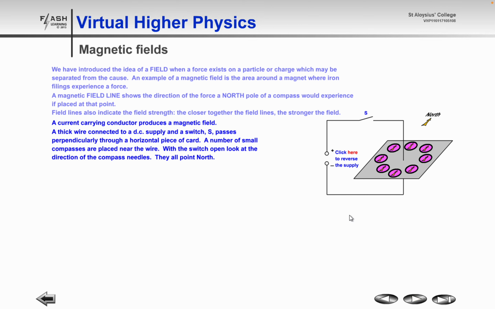So if you have a current carrying wire and you switch on that current in this example here, then you can see that these compasses, which are plotting the magnetic field, all change direction. If I reverse the direction of the supply, then you can see the arrows reverse on those compasses as well.